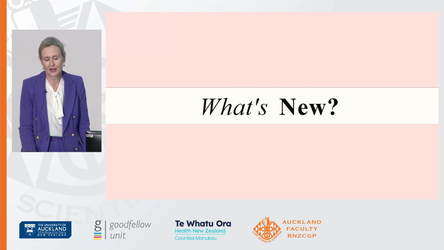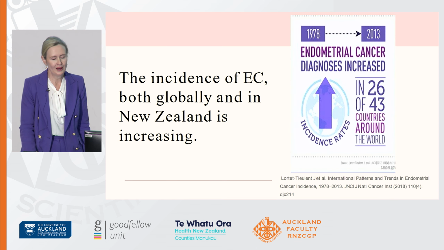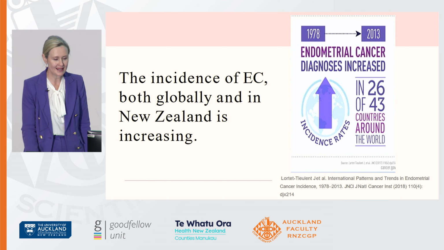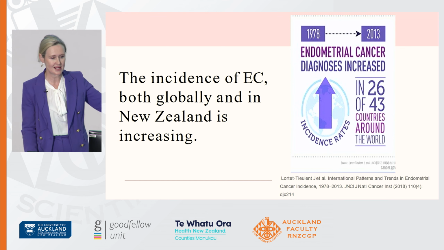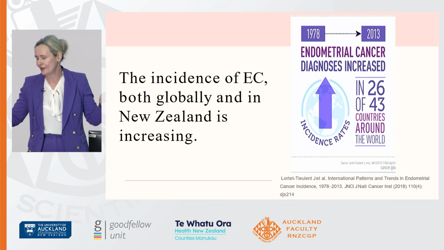So what are the new things that we're dealing with in endometrial pathology? Well, one of the things that I think you're probably all aware of is that the incidence of endometrial cancer in New Zealand and globally is increasing. And we're seeing this come through an increase in the number of women presenting with abnormal bleeding, because endometrial cancer is a spectrum that starts from a normal endometrium, and then changes occur over the years and eventually it turns into hyperplasia and cancer.